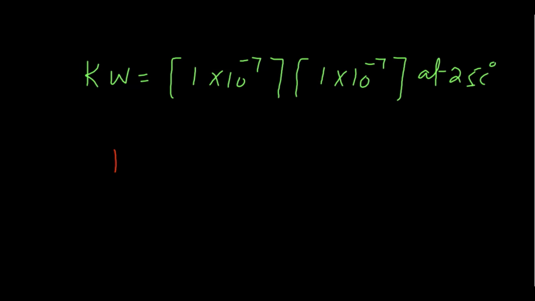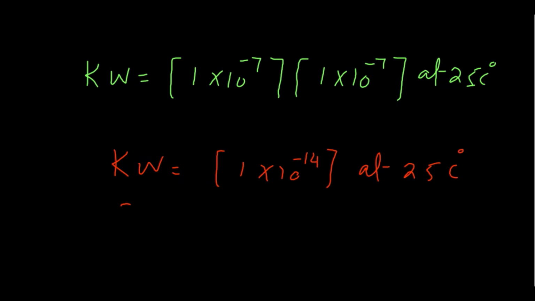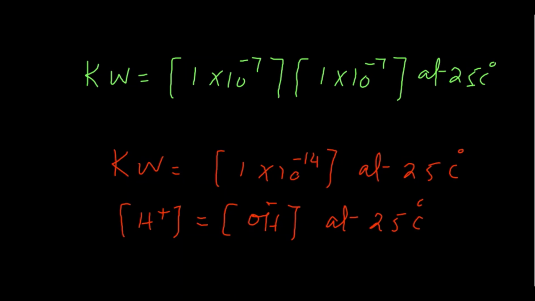Or we can write Kw, the ionization constant of water or ionic product of water, would be 1 times 10 raised to the power minus 14 at 25 degrees Celsius. So it means we can say the molar concentration of hydrogen ion is equal to the molar concentration of hydroxide ion at 25 degrees centigrade. I hope the topic of self-ionization of water and ionic product of water is clear to you.